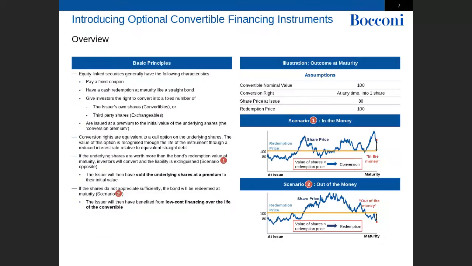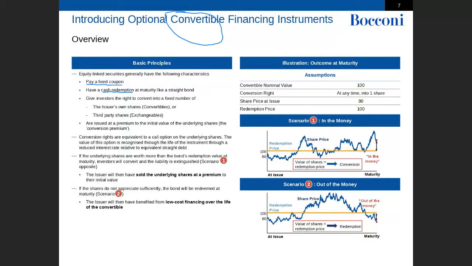Let's see the first instrument. So we are talking about the normal convertible here, okay? Basically, you pay a fixed coupon. It could be 1%, 1.75, 2%, you name it. You can have a cash redemption like a normal bond, but we have the option to do also a portion in cash, a portion in shares, or all in shares, as we can see later.